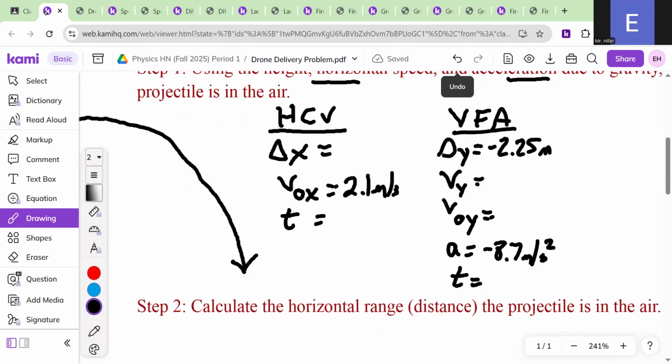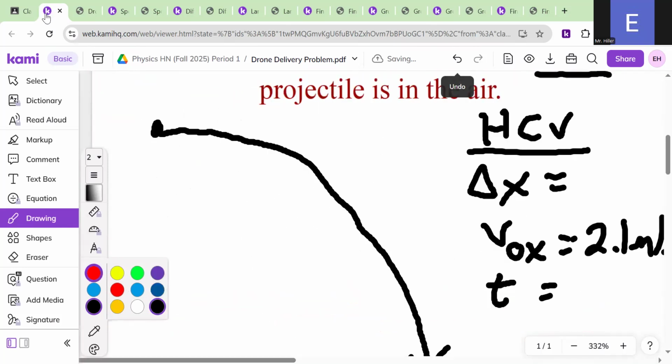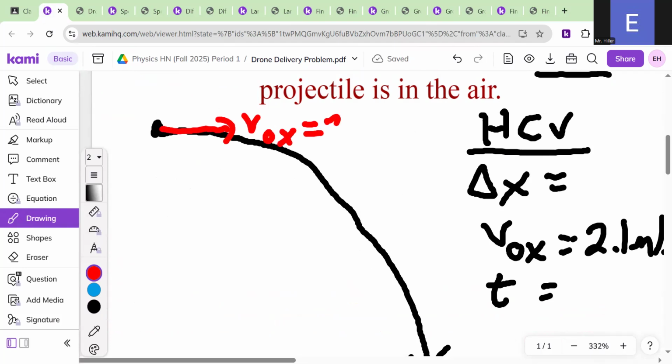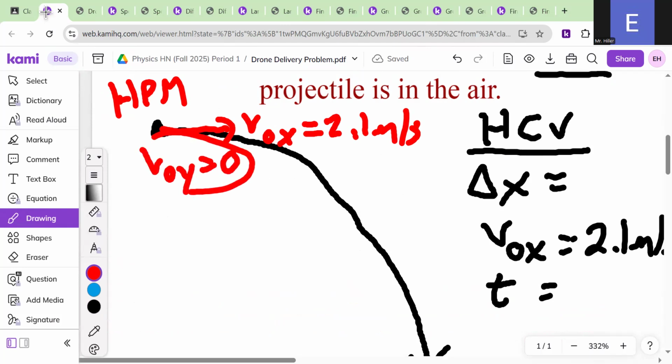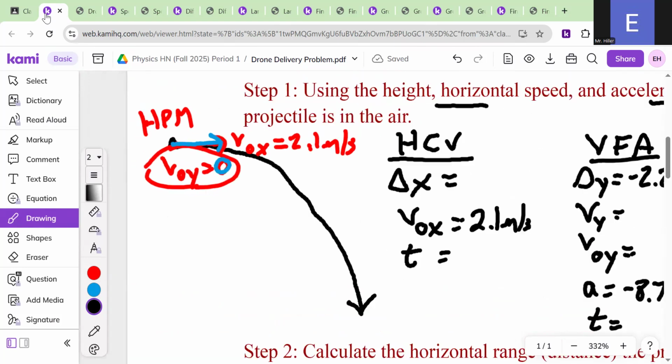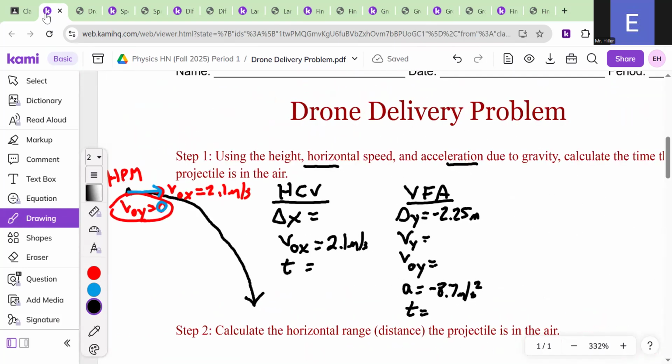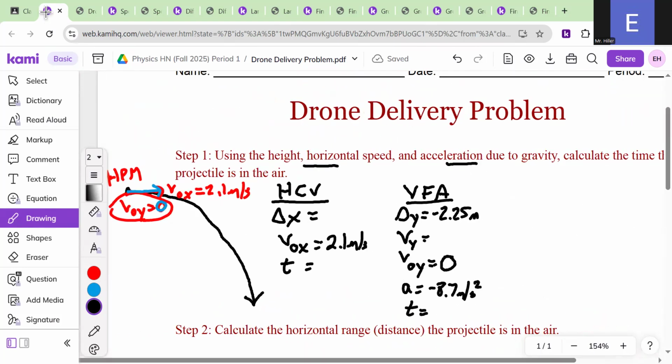Now, one thing to consider, I'm going to do this in different colors. If my initial velocity in the X direction is 2.1 meters per second, remember, for all horizontal projectile motion problems, the initial velocity in the Y direction is always 0. Okay, and think about why that is. Initially speaking, you're only going horizontally. Therefore, you have no vertical velocity to start with. So make sure that for all horizontal projectile problems that we put V naught Y equal to 0.